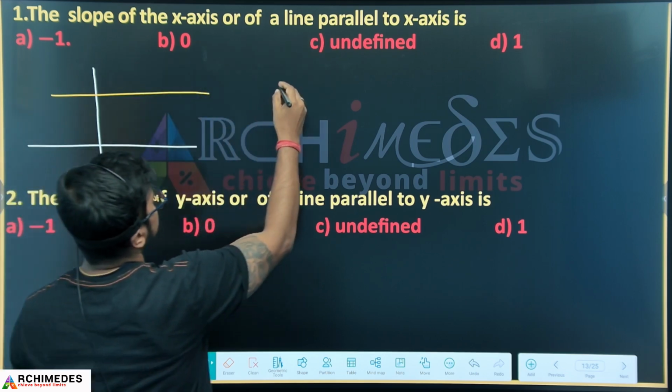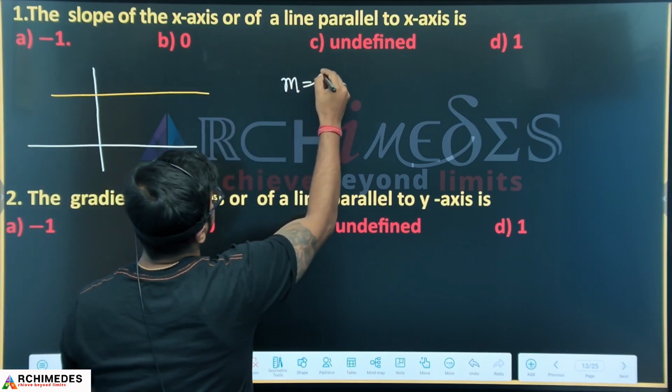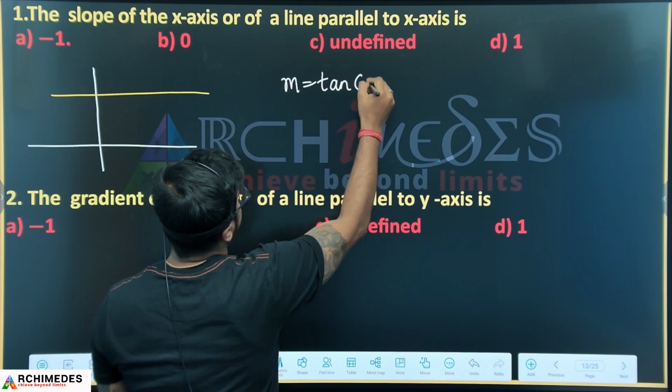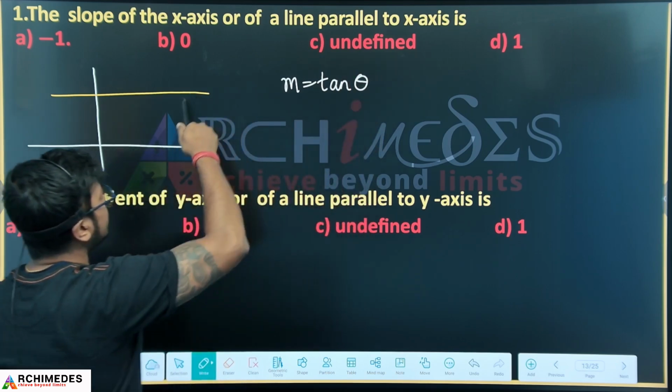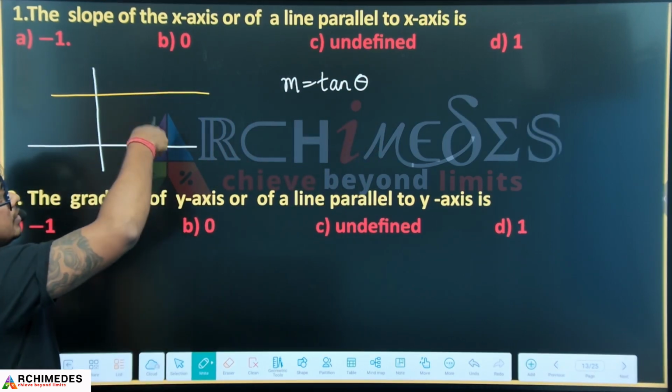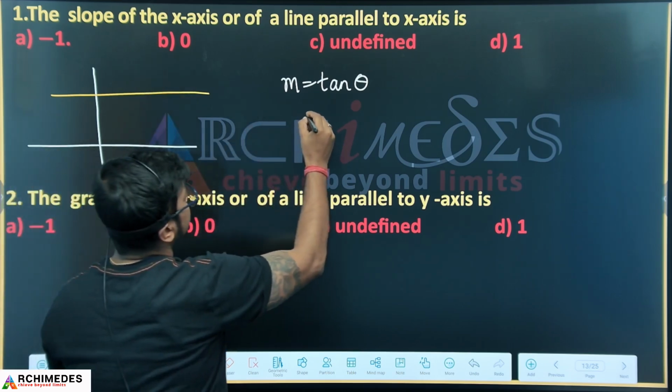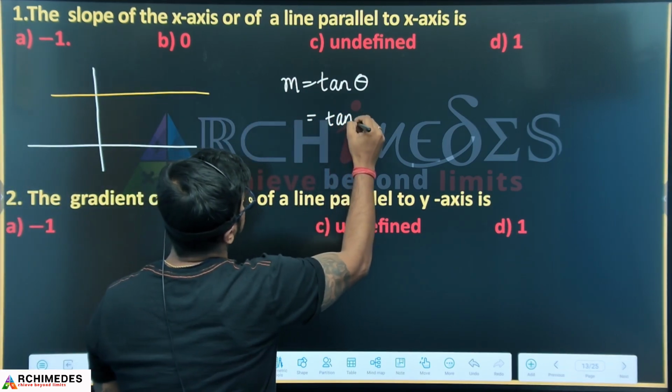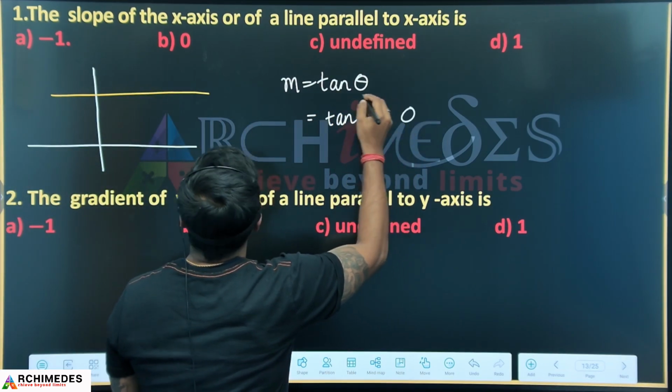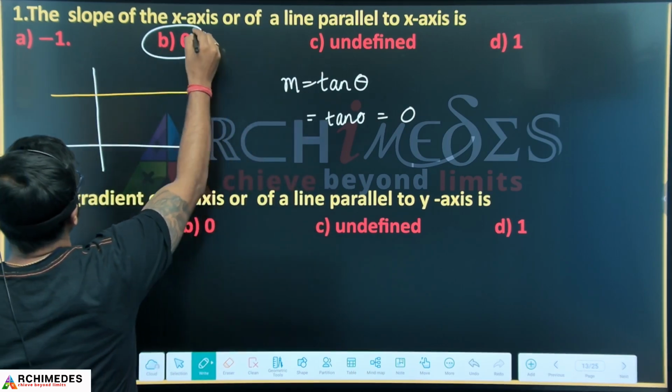Because what does slope mean? What is the slope formula? So m is equal to tan theta. And what is theta? Theta is the angle made by the line with the positive x-axis. So it does not make any angle, they are parallel. So theta is 0. So tan 0 is 0. So this is the answer. Am I clear?